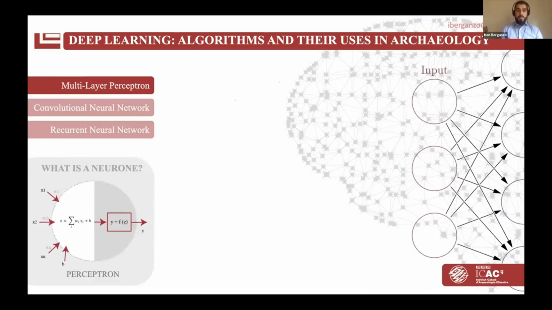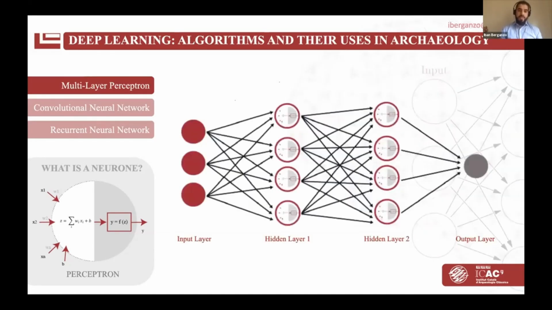A neuron, that is a perceptron, is a combination of the input data that, after applying a multiplication of weights, which are numbers, we obtain an output. If we translate this neuron to a neural network, we will see that the neurons are connected one with the others.